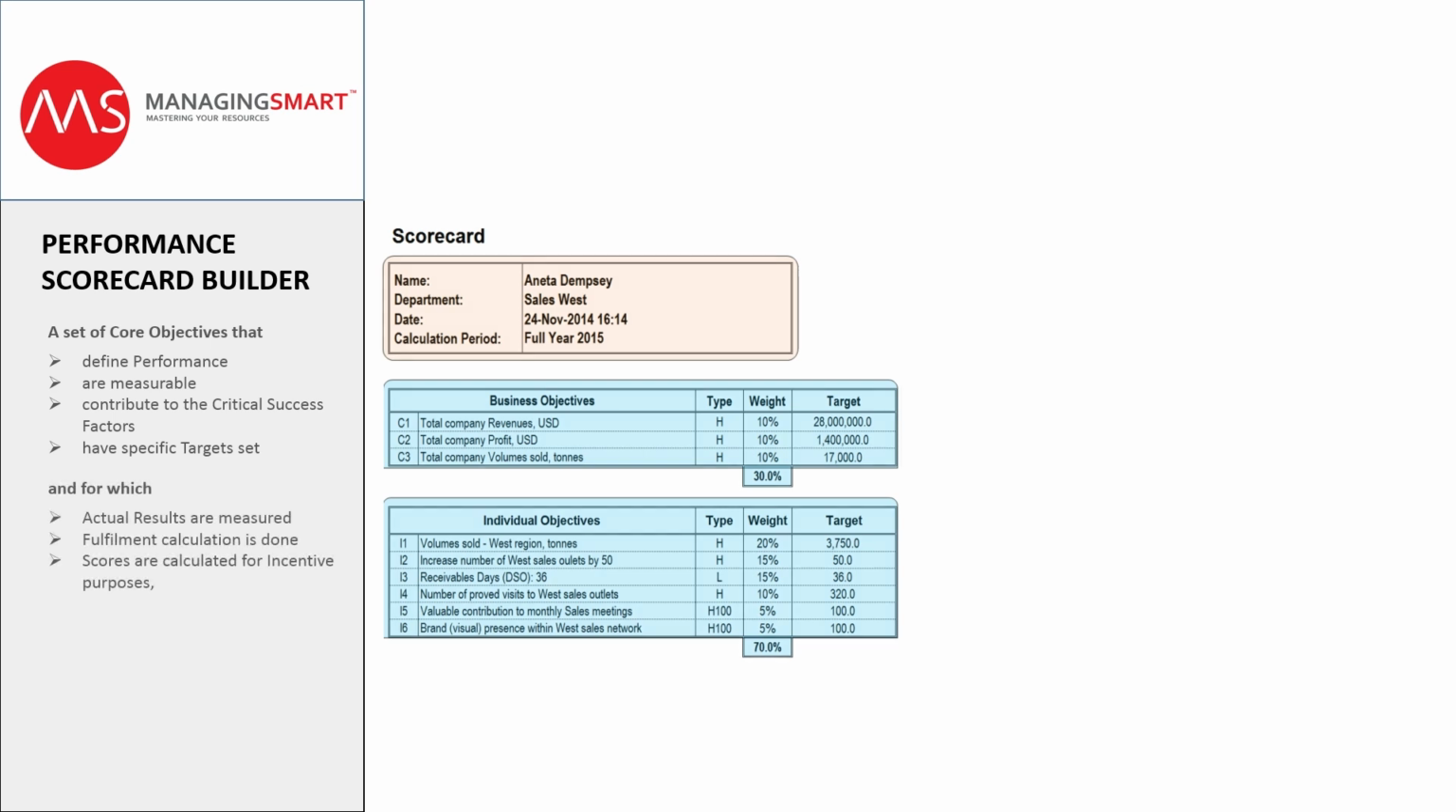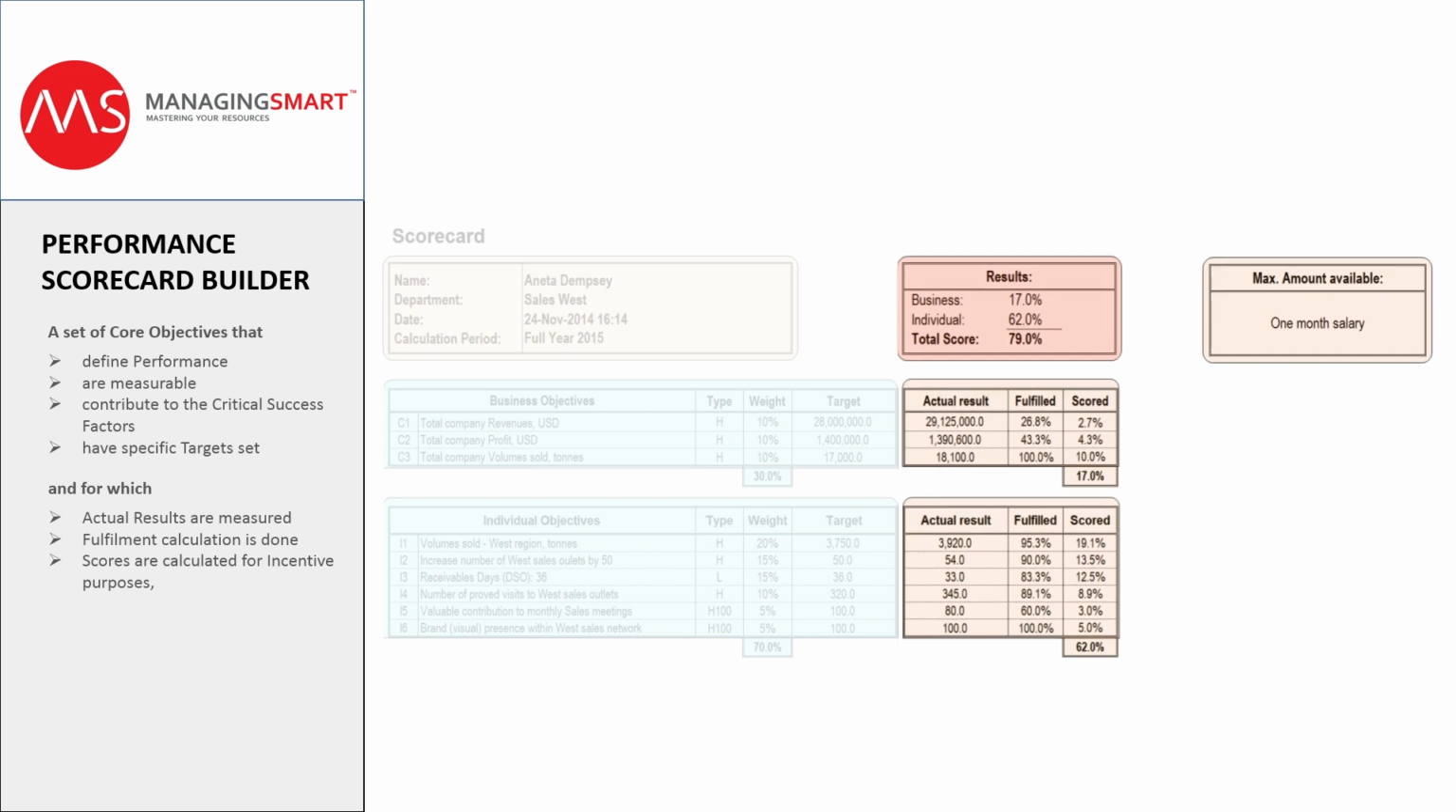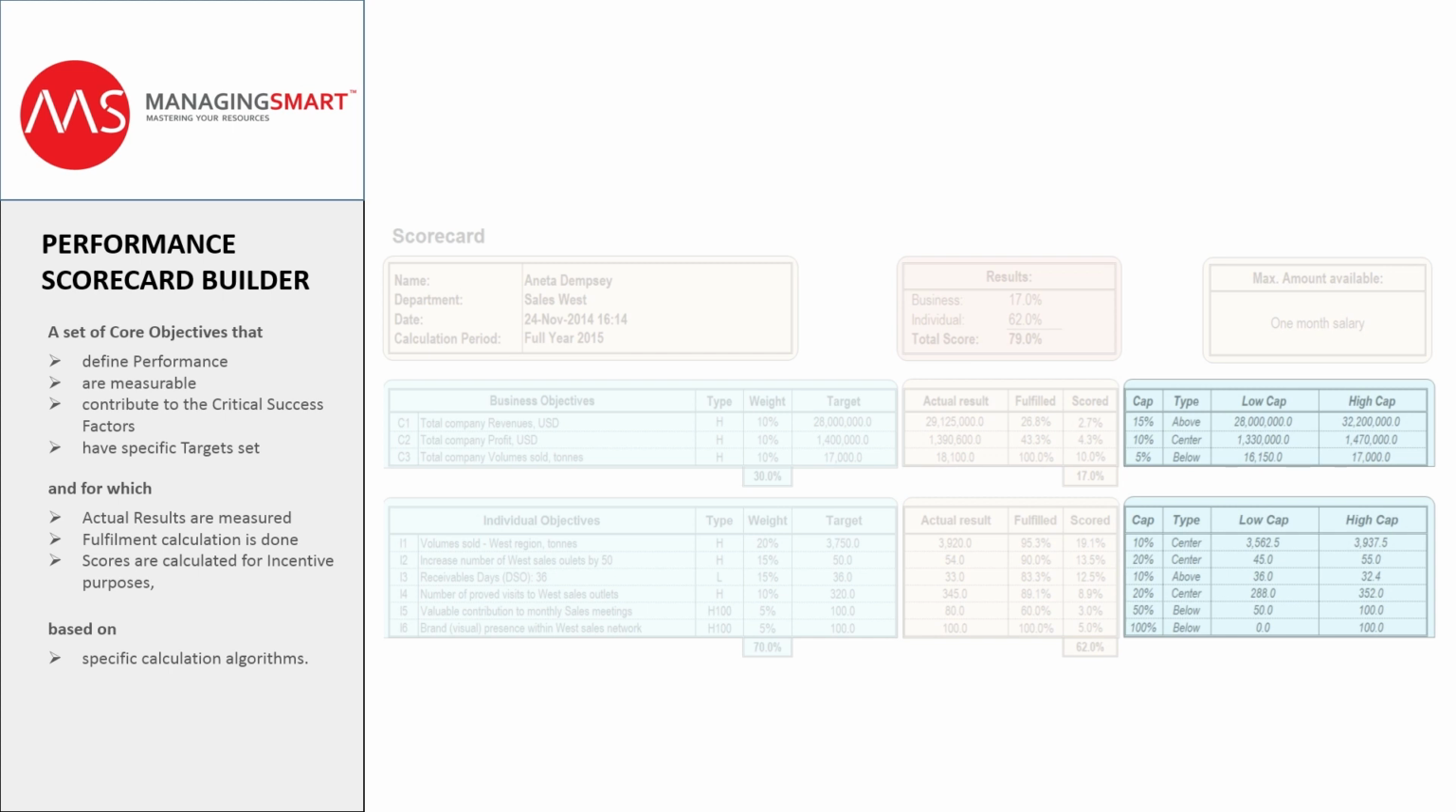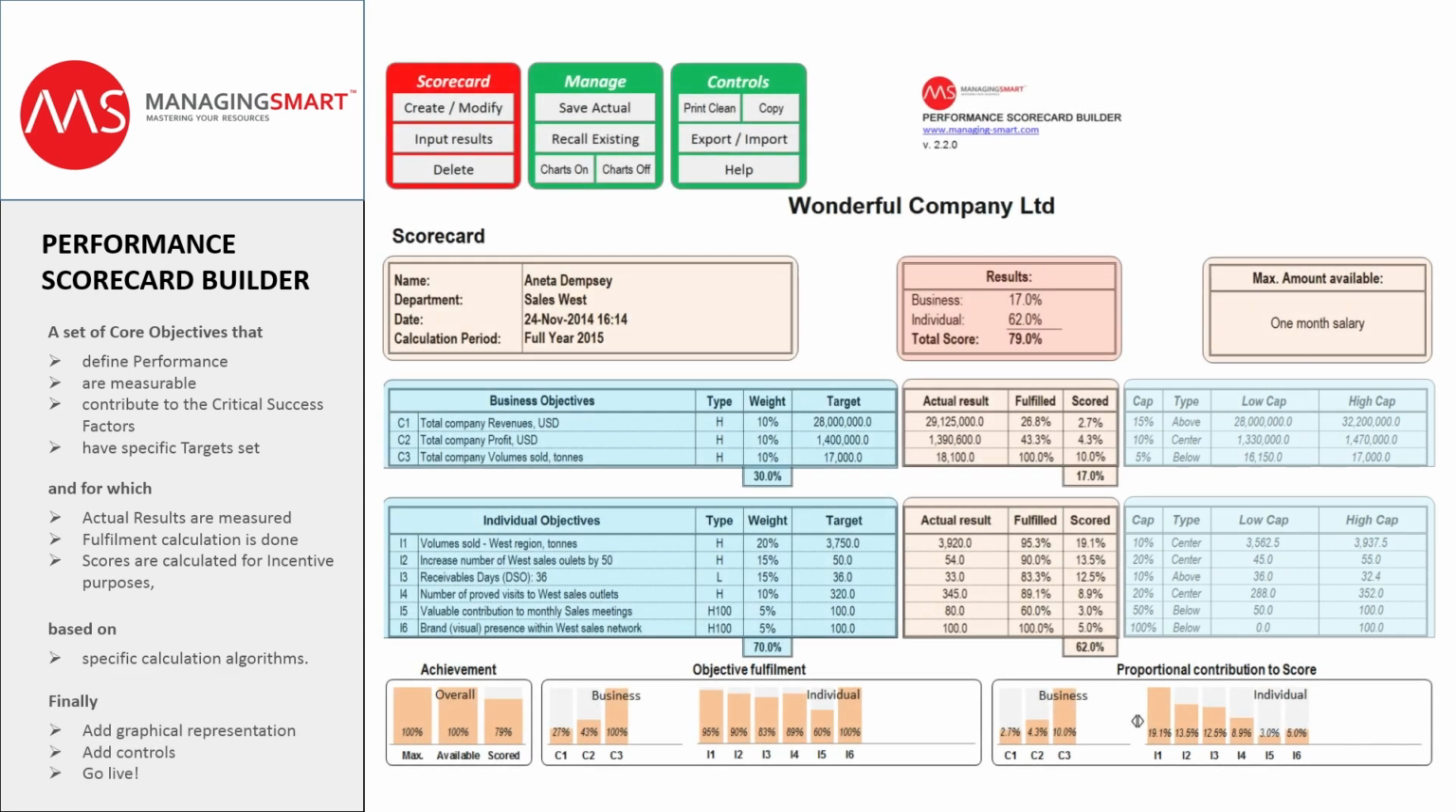Performance Scorecard Builder calculates automatically the level of fulfillment for each objective, the scores, and the final result for incentive purposes. Performance Scorecard Builder uses specific algorithms for calculating proportional results based on users' entries such as weight of the objective, type of the objective, the cap, which represents the interval around the target for which the objective is considered fulfilled, and the placement of this interval. Performance Scorecard Builder shows graphical representation of the results as well as controls of the application.